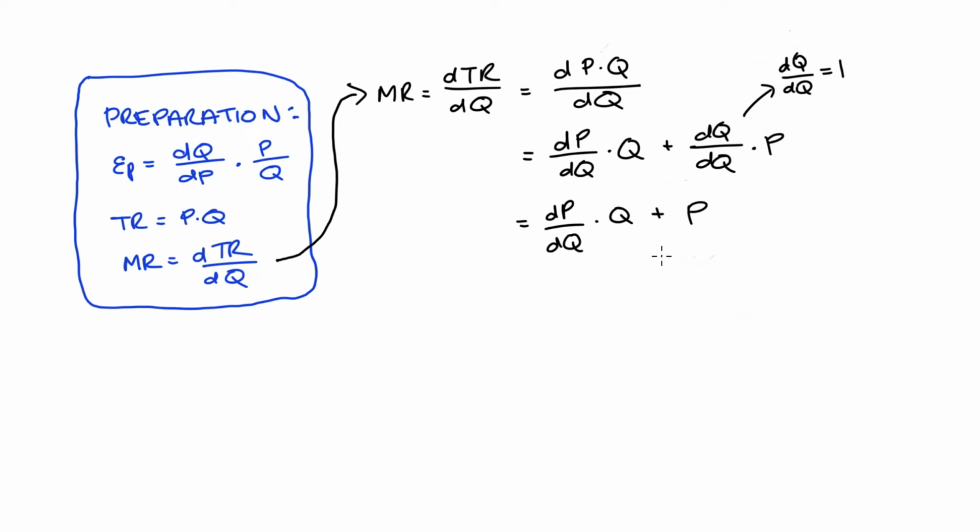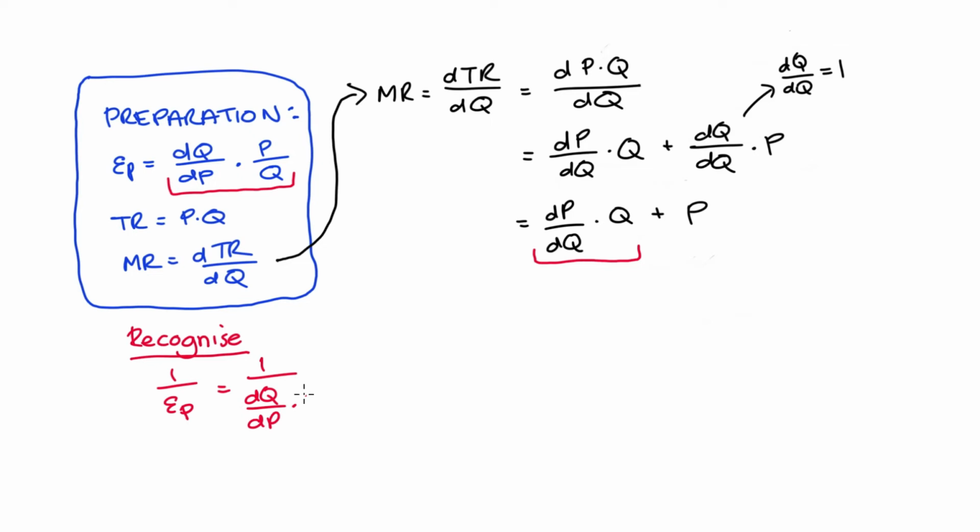Now you can see here that the first term, dp dq times q, looks very similar to our elasticity of demand, which is dq dp times p over q. What we need to recognize is this. If we think about the inverse of our elasticity of demand, we have 1 over epsilon p. Well, this is 1 over dq dp times p over q, which is actually equal to dp dq times q over p. So taking the inverse, we just swap the numerator and denominator values.